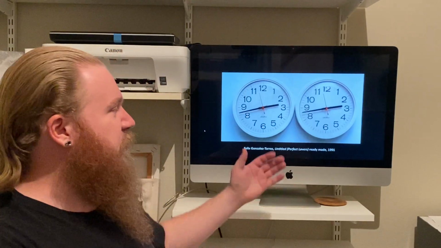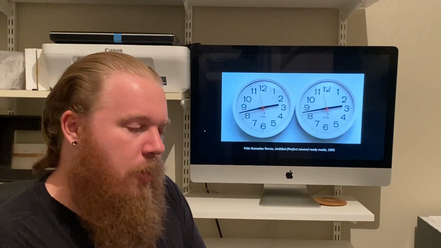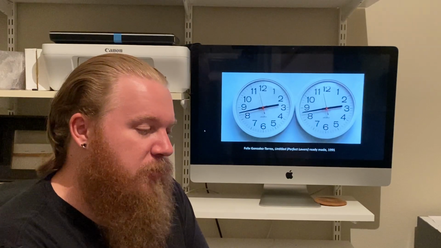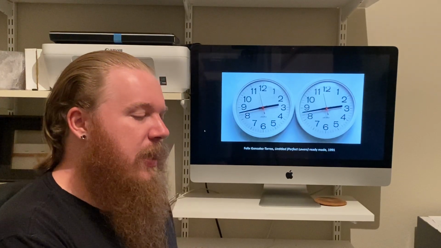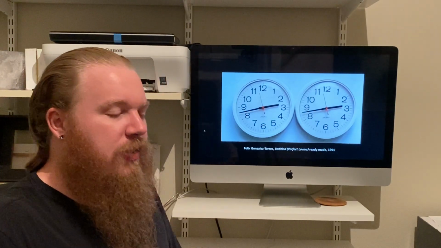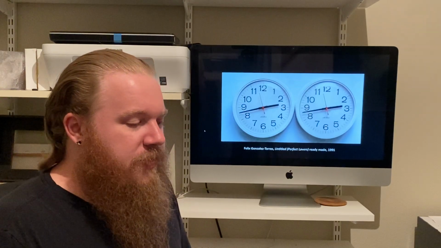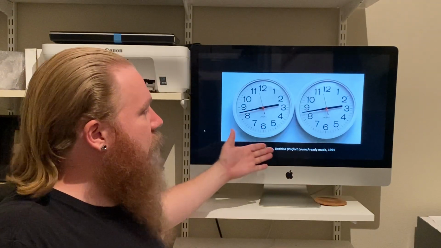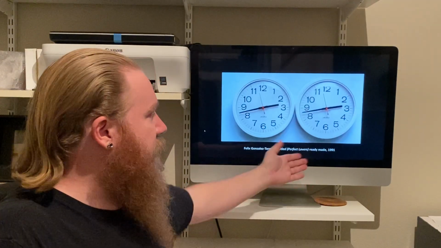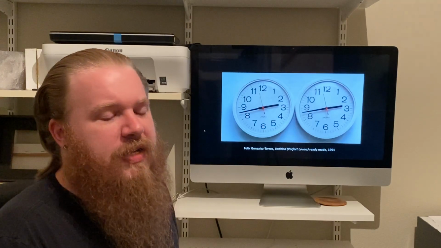So here we see an interesting work of conceptual art. This is by Felix Gonzalez Torres, and this is what's referred to as Untitled or Perfect Lovers. And the background to this: Felix Gonzalez Torres was an artist from the homosexual community, but his lover died of AIDS in 1991 when this piece was created.